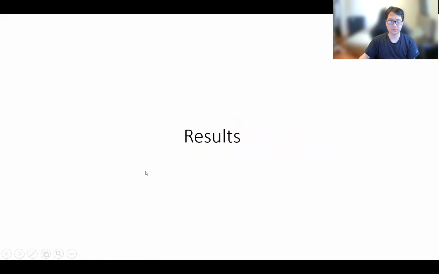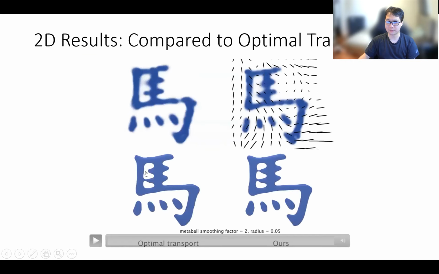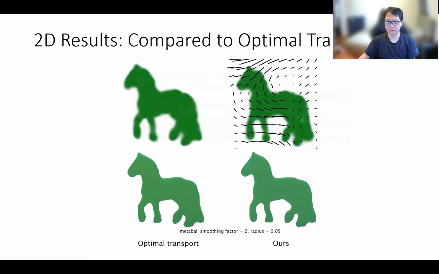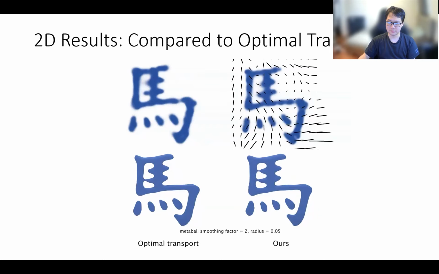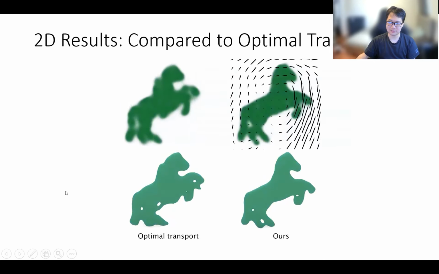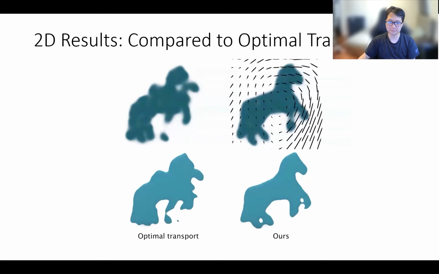So now we'll show some results from our method and compare to other methods. There's some technicalities about the rendering, but I'll point you to the paper for those details. So here's just interpolations between horses and the Chinese character for horse.